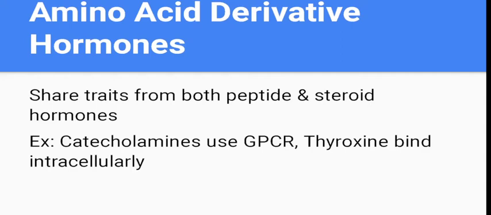Amino acid derivative hormones are kind of like a mix between the two, so they have peptide and steroid traits. Like catecholamines, they use GPCR. Thyroxine binds intracellular.